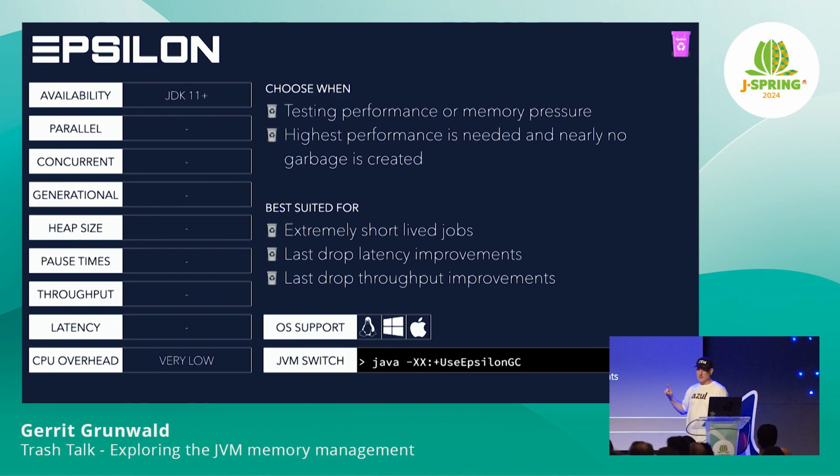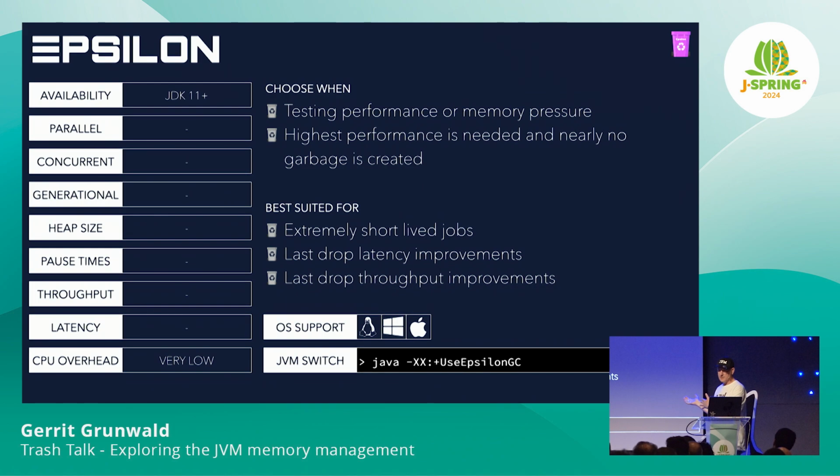But be aware, I told you, it doesn't do any garbage collection. The heap will fill up, and when it's full, you get an out-of-memory exception. So that means you really have to know how much memory you are using in your application. But you can monitor that before, and then you can do some test runs. If you run very small microservices, where you exactly know how much memory they use, this is the most performant way of doing it, because you don't have any garbage collection. That's the reason why it's in there. If you really need the last drop of latency improvements or throughput improvements, this is your collector.